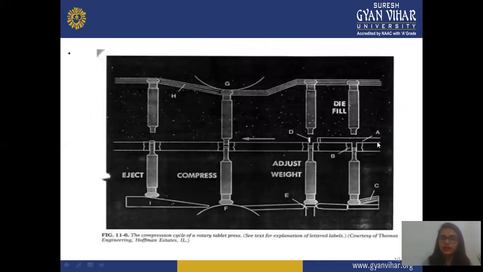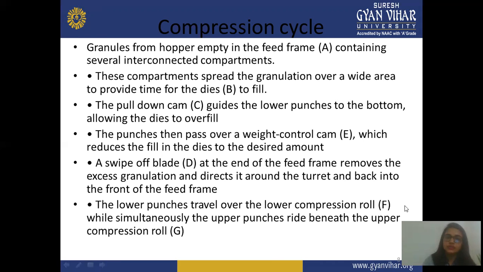First is A, this part, when you fill your granules or your ingredient in a hopper, this A part goes to a B part here, and after this filling, it goes to C part. Now we see this first theoretical part. In this, pull down the C part and guide the lower punches to the bottom, allowing the dies to overfill. It means when you fill your material in a hopper, part A, it goes to part B, and these granules go in part B, and after this it goes to part C.